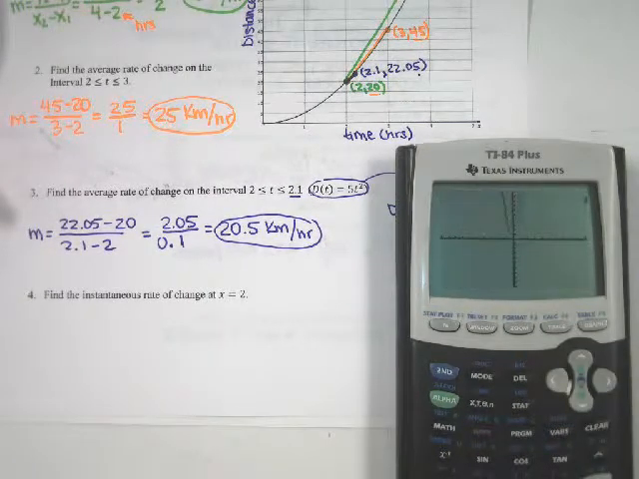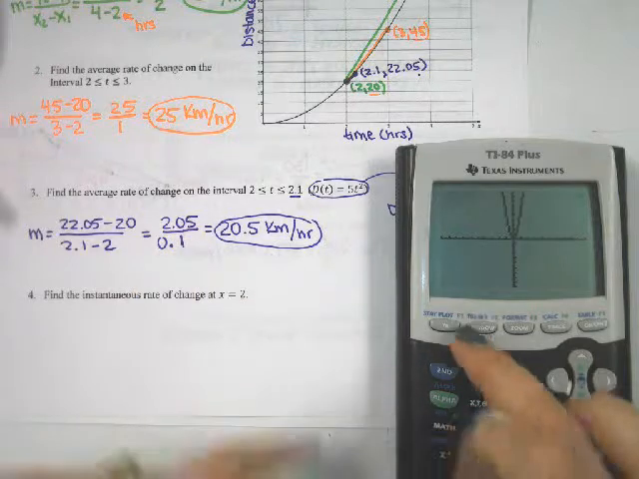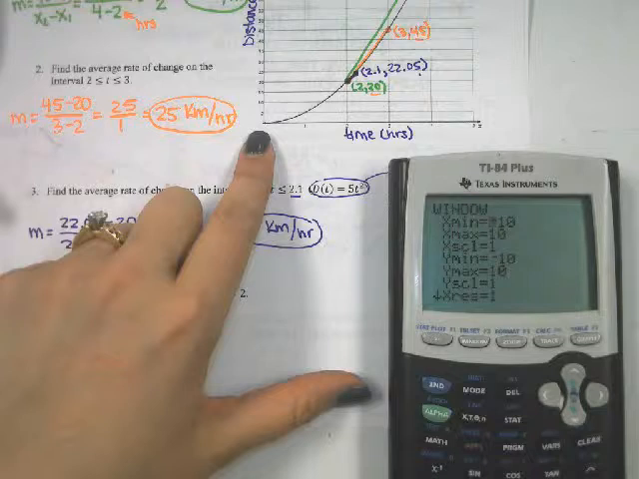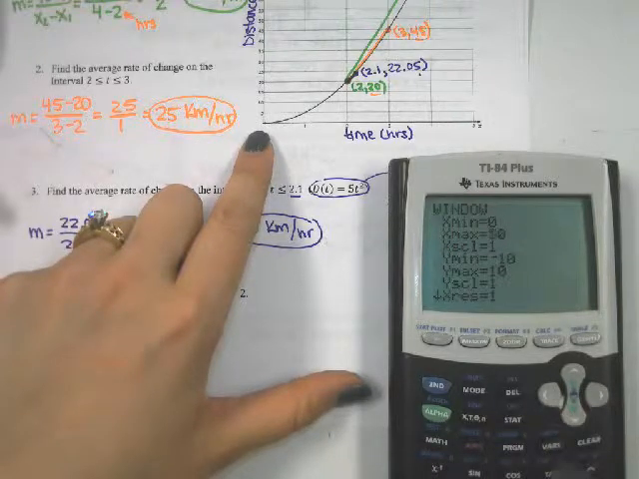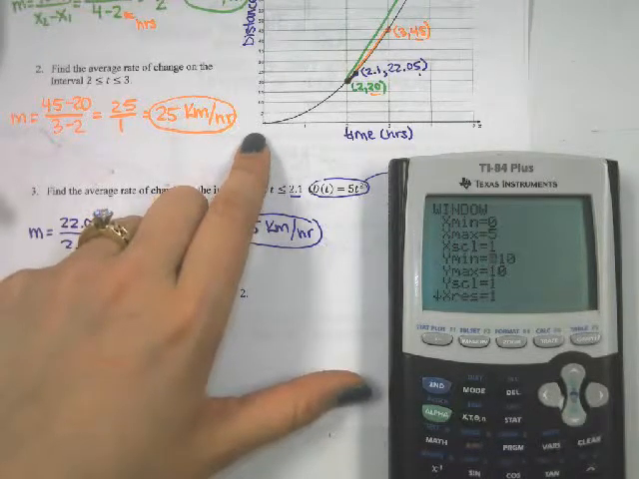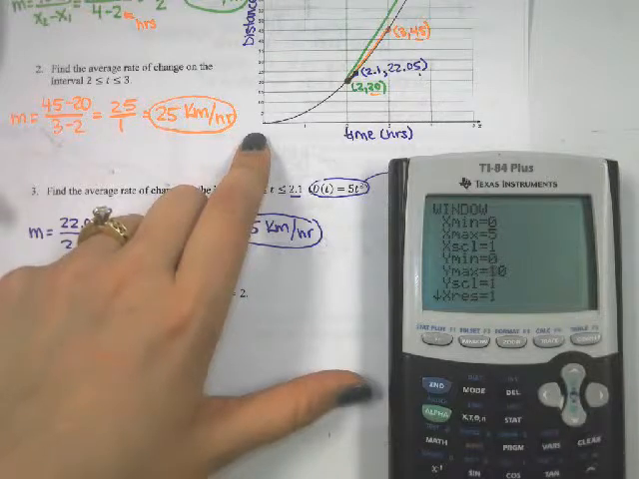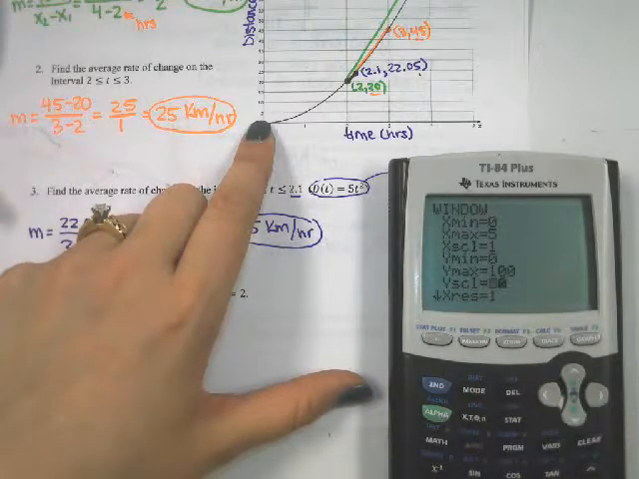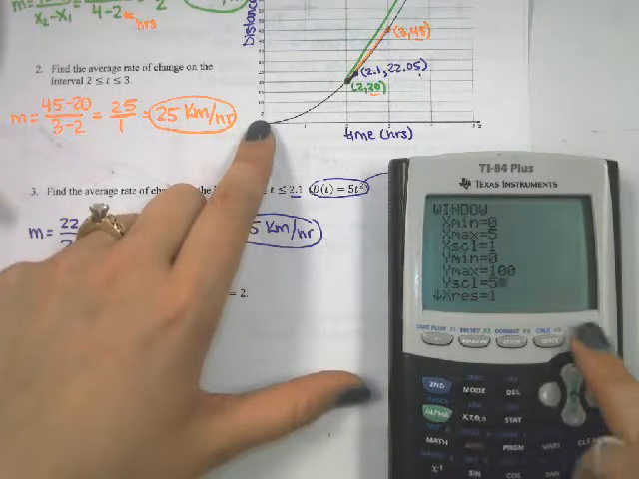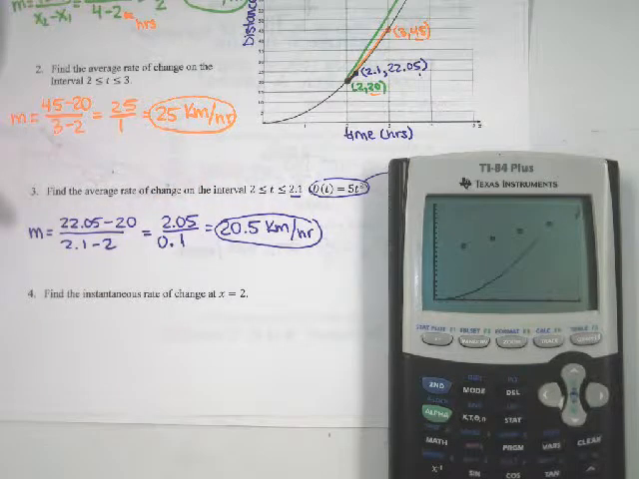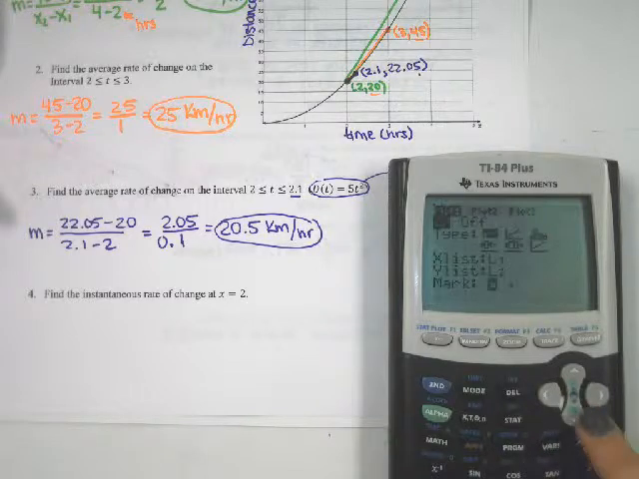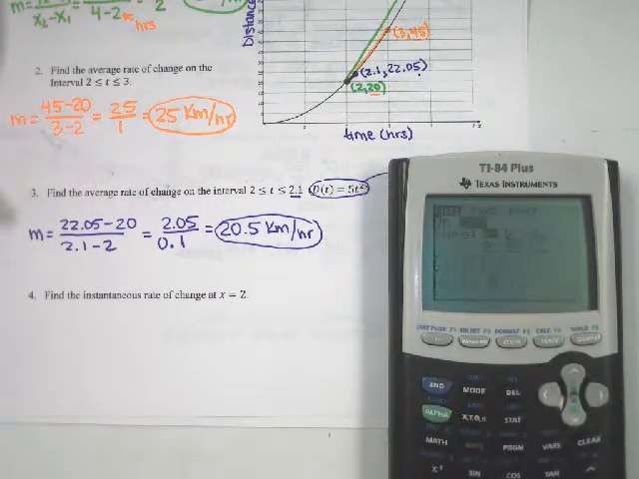Here's the graph. If you'd like to see the graph like this, you can press Window. My x's go from 0 to 5. My y's go from 0 to 100. And maybe scale every 10. This is scaled every 5, so we could do the same thing, 5. I had a stat plot on, I should turn it off. This gives us a graph that's a little more similar to the one on our paper.